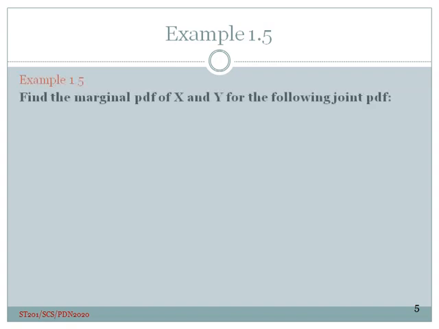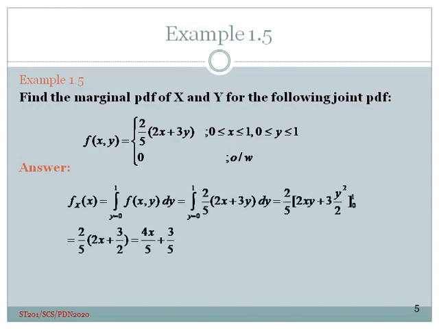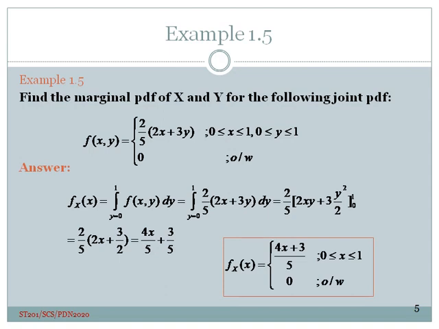Now let's look at a continuous case. Here is the joint PDF of x and y. Let's find the marginal distribution of x first. To find fx, we integrate the joint density with respect to the other variable, which is y. The support of y is from 0 to 1, so we integrate the joint PDF from 0 to 1. And we can get the answer 4x over 5 plus 3 over 5. The support of x is from 0 to 1.